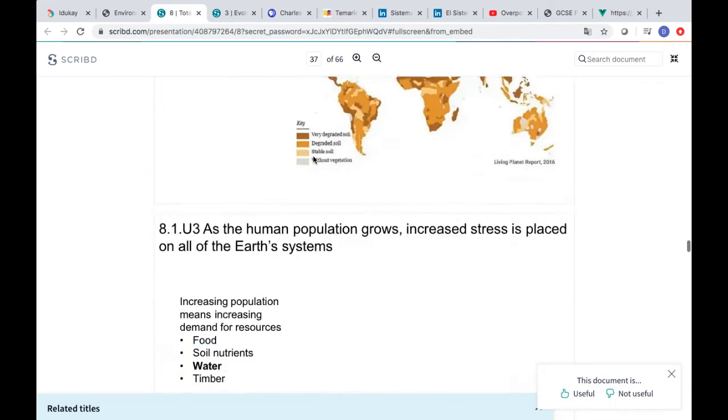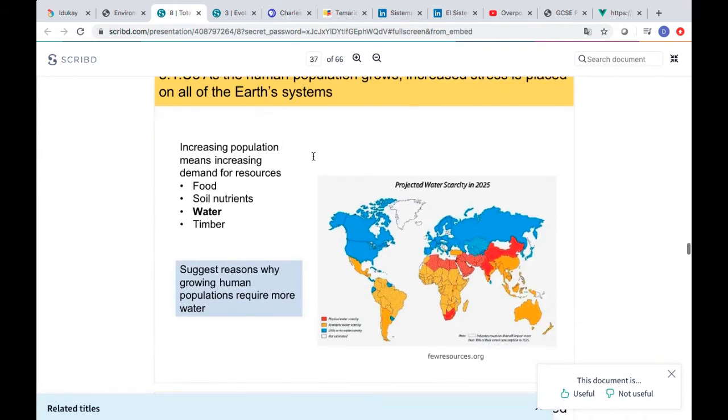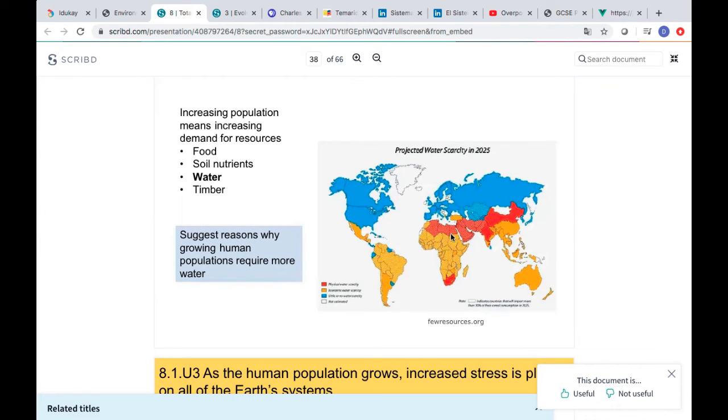Then we have the resources that we are going to need, and suggest reasons why growing human populations require more water. Why do you think that people need more water? That is part of the question in the evaluation, okay? You have to think, why do we need more water? One of the main reasons is because we need food. So water is used in agriculture to provide food.